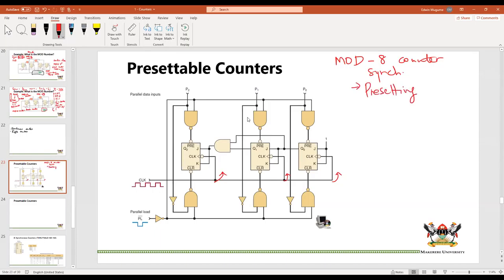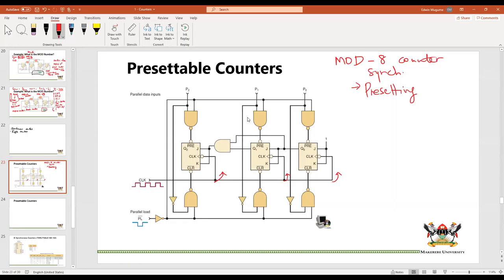Presetting is, as I've said, a way that allows you to set a certain state of the counter, and then you can start counting. You can set it to 111, you can set it to 101, whichever state you want, you will be able to start at that state. Another advantage of this is that every time you switch on your counter, there's no guarantee that it will always start at 000.